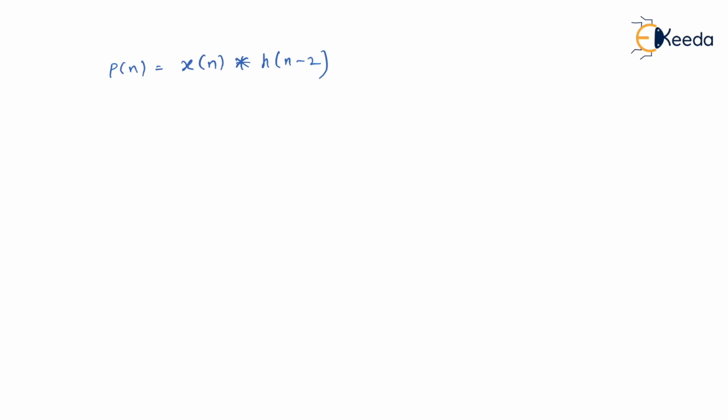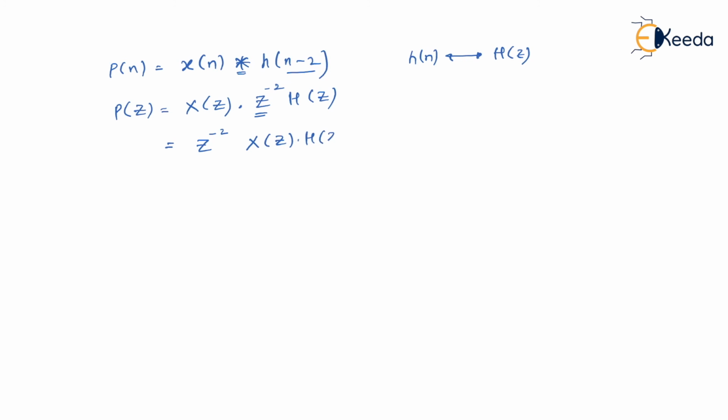Let us take the z transform on both sides. p(n) will become P(z). x(n) naturally becomes X(z). Convolution in time becomes multiplication in frequency domain. And if I say h(n) has z transform H(z), then by using the time shift property, it will be z to the power minus 2 times H(z). Is that right? Then what I'll do is I'll take z to the power minus 2 to one side and multiply X(z) with H(z). So we know that X(z) into H(z) is what? It is Y(z).